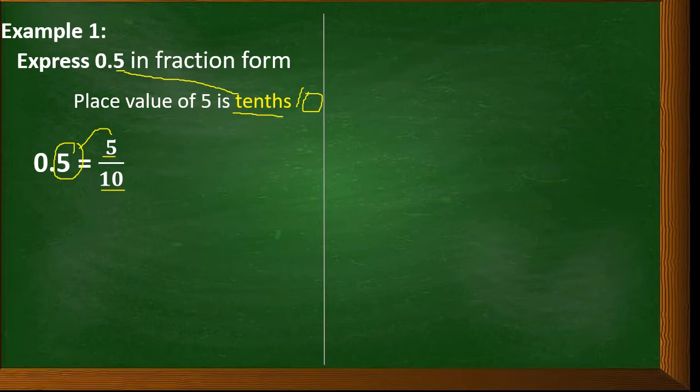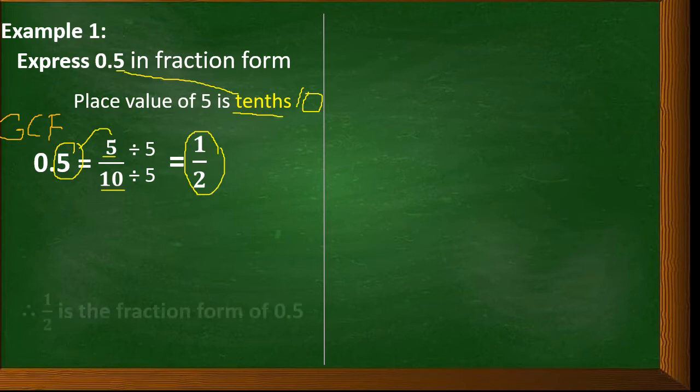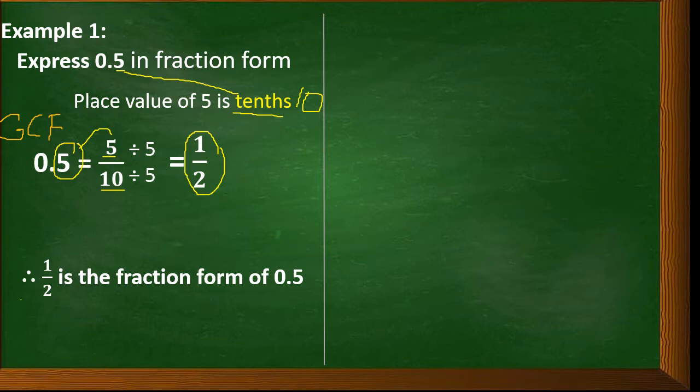Now, we have to reduce 5 over 10 to its lowest term. How? We have to divide both the numerator and the denominator by the greatest common factor, or the GCF. And the greatest common factor between 5 and 10 is equal to 5. So 5 divided by 5 is equal to 1, and 10 divided by 5 is equal to 2. So therefore, 5 over 10 has a lowest term of 1/2. Therefore, we can now conclude that 1/2 is the fraction form of 0.5.